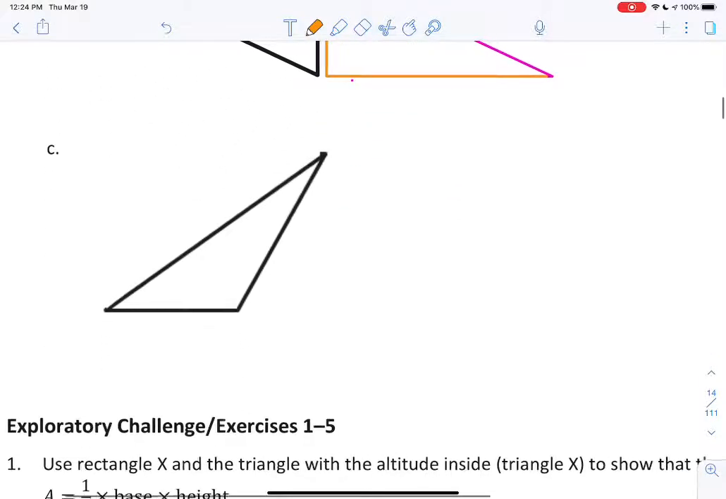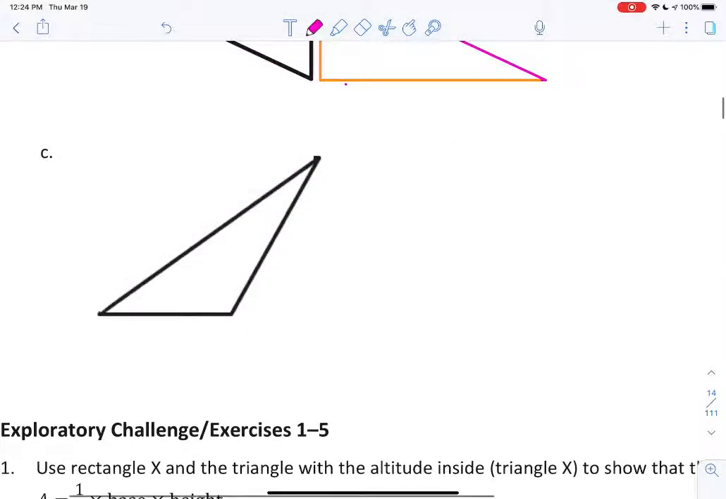In question C, I don't have to do any rotation because I have a nice flat base right here on the bottom. But what's different about this one is that if I start at the topmost point and go straight down, I end up outside of the original triangle. So I could always just extend this and it would form a 90-degree angle there. So the altitude is right here. I'm just going to call it alt. That's the altitude, even though it appears to be outside of the triangle.